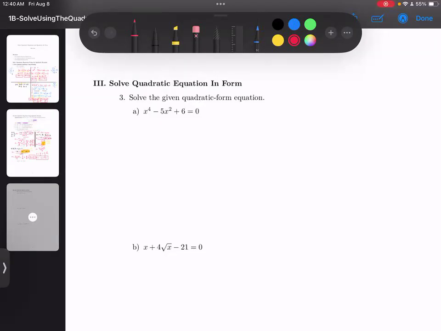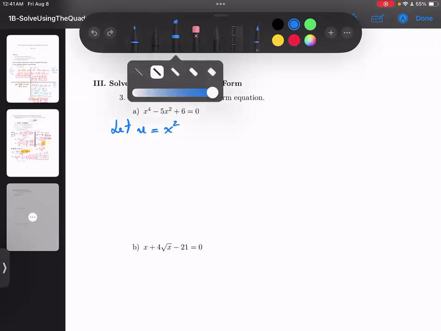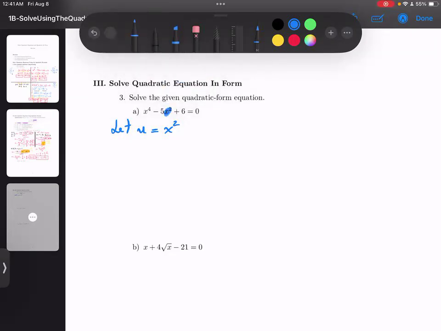If I let u equal, I'm going to use something called u substitution. u equal x squared. Always use this guy. Do not include the -5, just the x squared. Then what happens to u squared? Well, u squared is going to be x to the 4 when you square both sides. x squared squared is x to the 4, right?